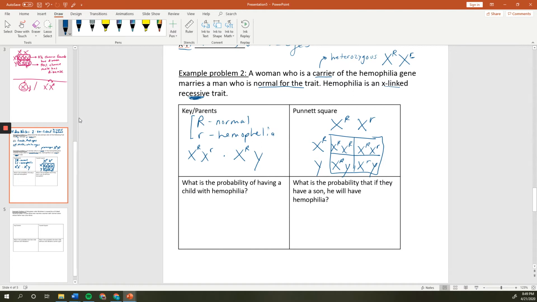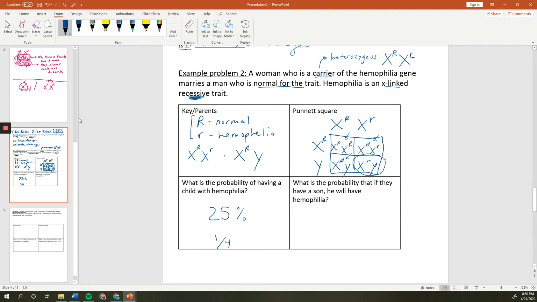Now we have to answer these 2 questions. What is the probability of having a child with hemophilia? So we're going to look in all of these squares because we're just looking for any child, boy or girl, with hemophilia. This one, no hemophilia. This one, nope, no hemophilia. This one, not hemophilia. This one, winner. Or not really. Has hemophilia. So what's the probability of having a child with it? 25%, right? Because we saw that 1 out of 4 did.